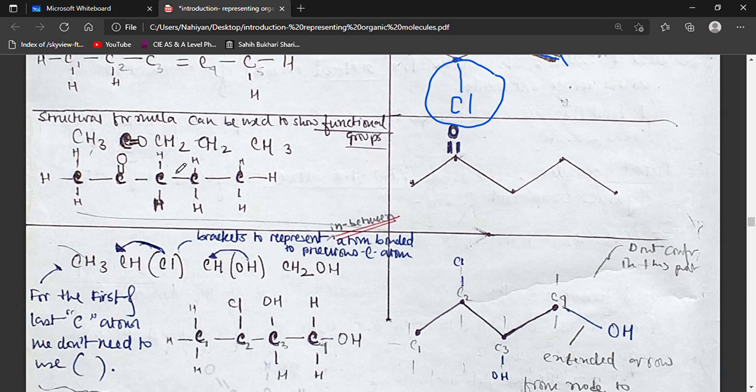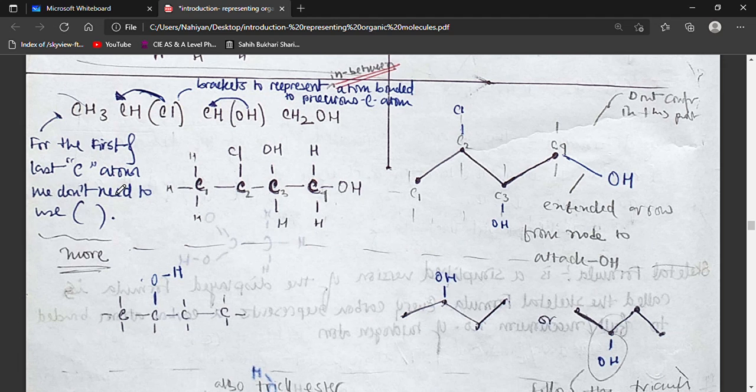Moving on, we have 1 2 3 4 5 carbons. So we must have five kinks or corners and endings, five such points. So we have five kinks, and we see a double bonded O. We have a double bonded carbon atom in the middle, which means it's a ketone group. So it's in the second carbon. Using two extended lines, we represent the double bond.